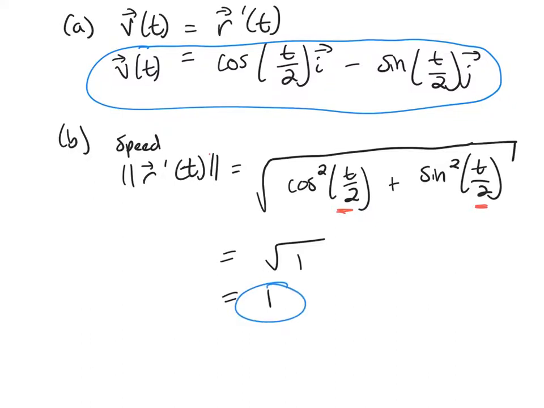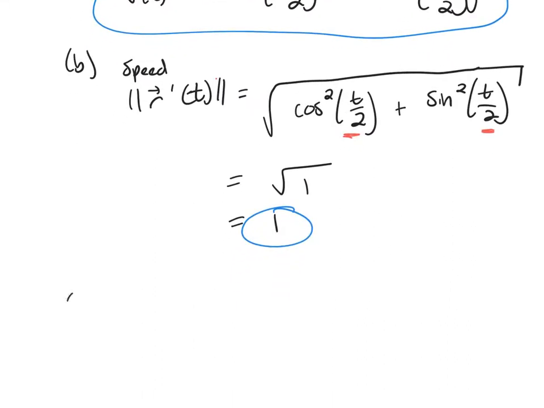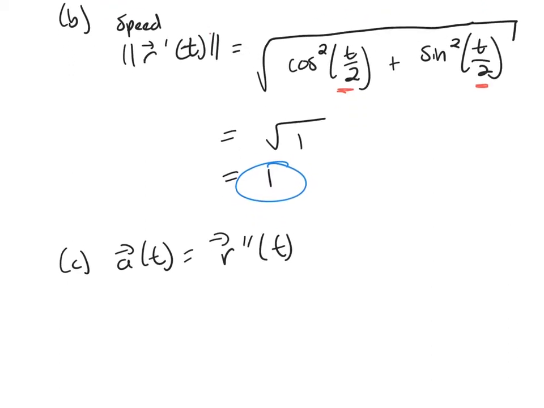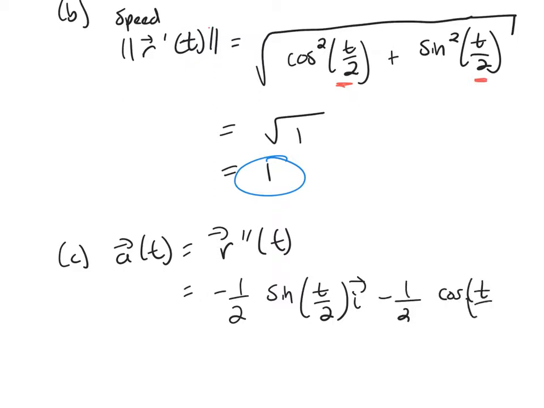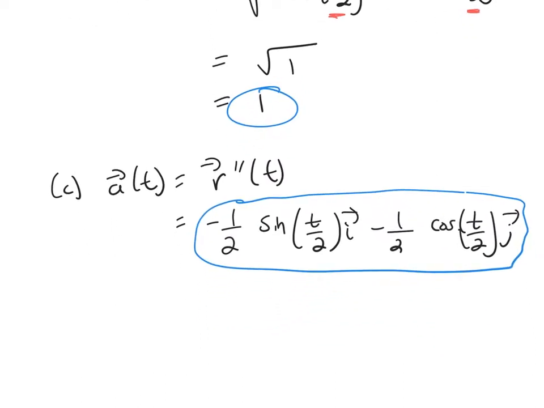And finally, part C, I was asked for acceleration. To get acceleration, I need to take another derivative, take my first derivative and take one more derivative, so it'll be negative 1/2 sine of t over 2 i minus 1/2 cosine of t over 2 j. And there's my acceleration vector right there.